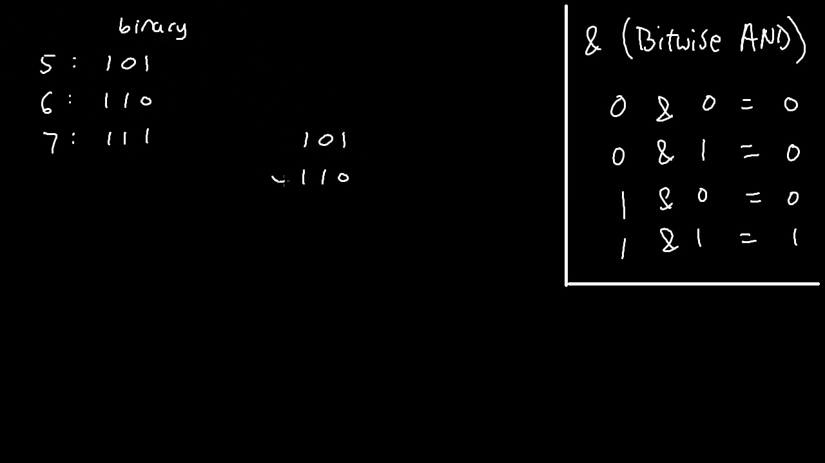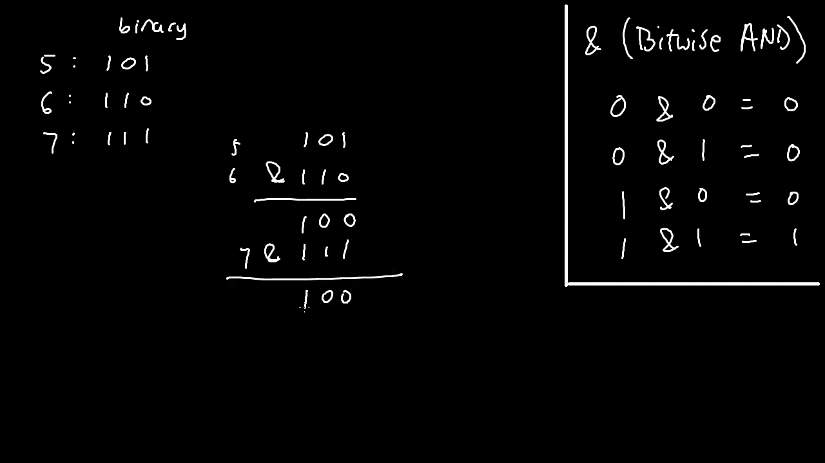So here we have an AND, and using this chart, we can see 1, 0 produces a 0, 0, 1 also gives us a 0, and then 1, 1 we have 1. So that's 5 and 6, and now we want to AND it with 7, so 7 is 1, 1, 1, and this gives us 0, 0, 1, and this is binary for 4. So our output is 4.